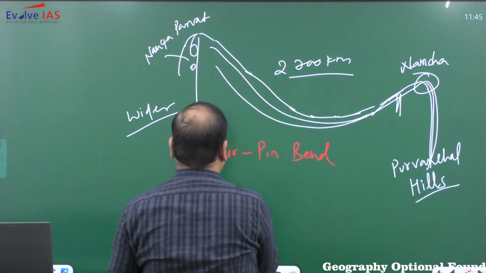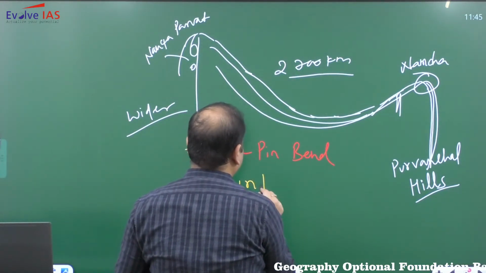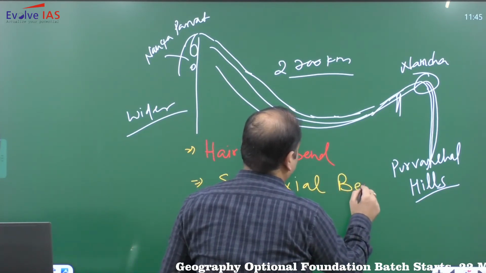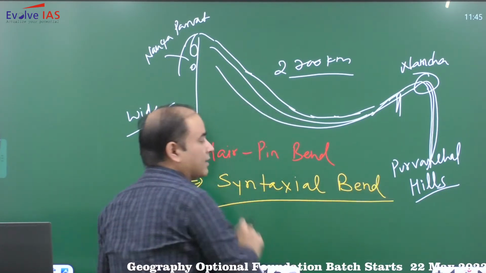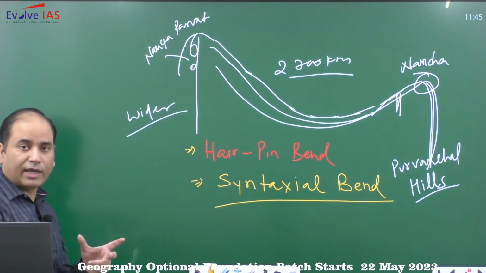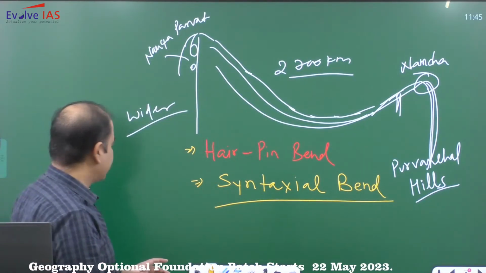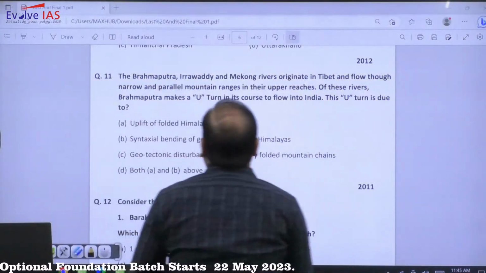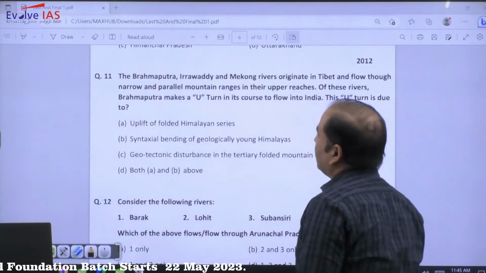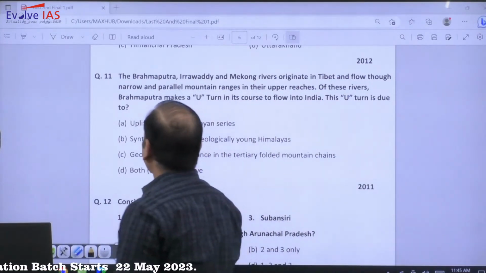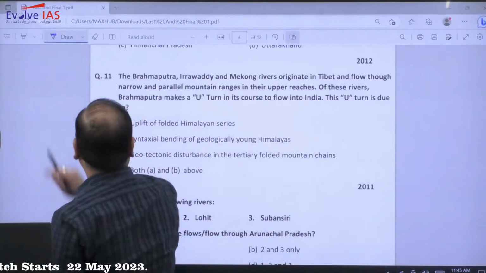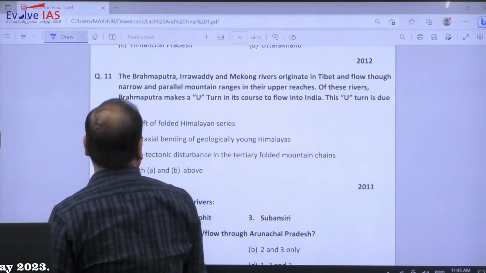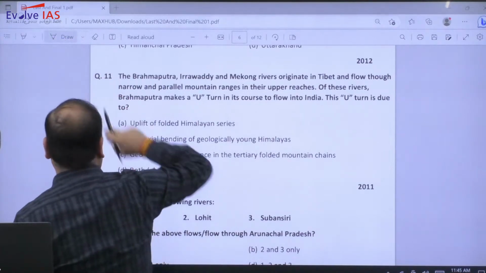or syntaxial bend. So they are asking a question related to the syntaxial bend: syntaxial bending of geologically young Himalayas. So obviously the answer will be B.